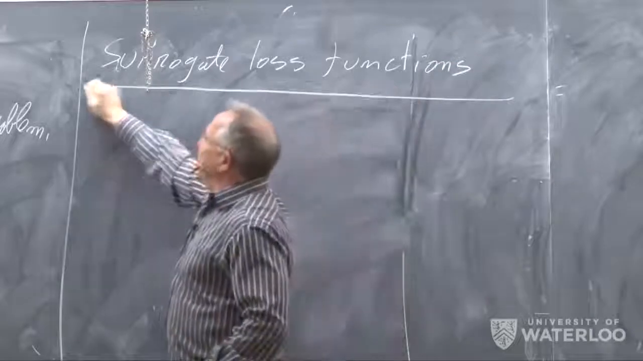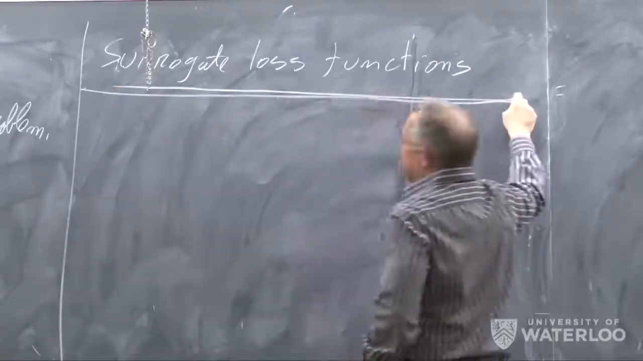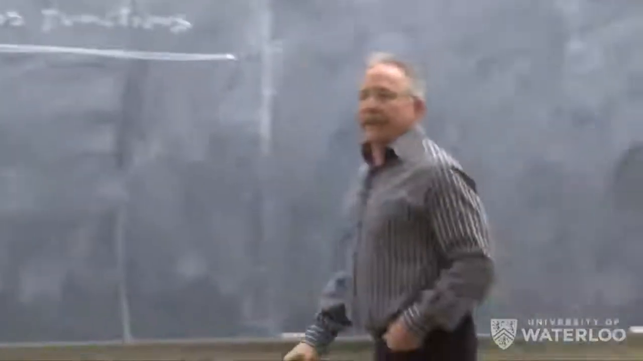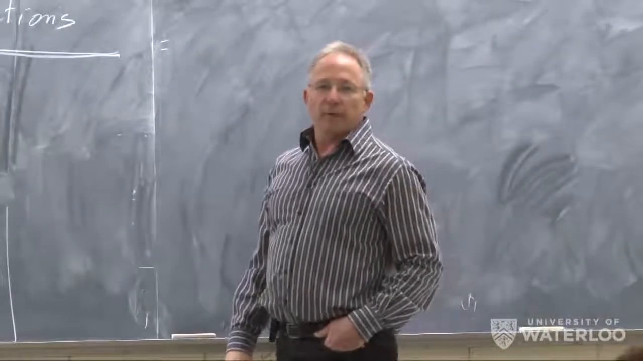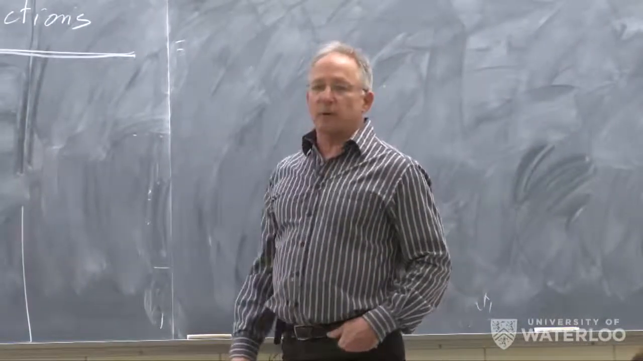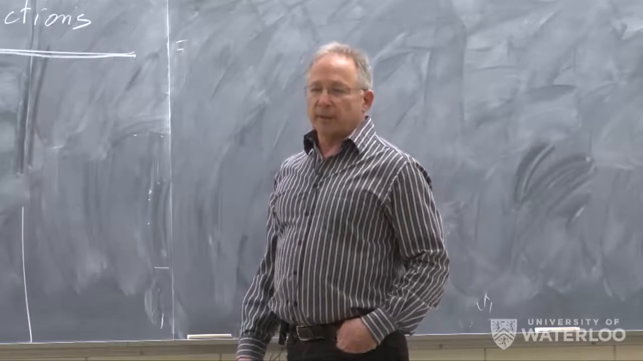So this is a very useful notion in the practice of machine learning. Our natural loss function is not convex. We are introducing a notion of a surrogate loss function. So what is a surrogate loss function? So L.